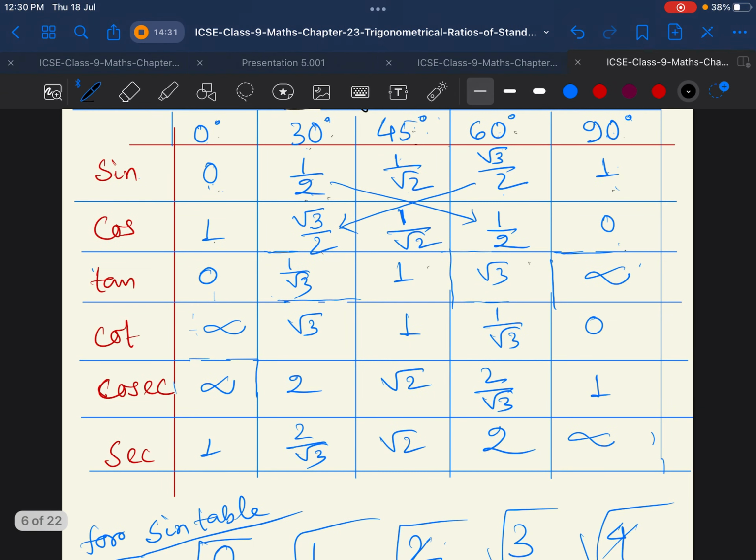For tan, you see, when the angle increases, the tan value increases. Here 0, this is 1 by root 3, this is 1, this is root 3, and this is infinite. So when the angle decreases for tan theta, the value of tan decreases from not defined, infinite, to 0.